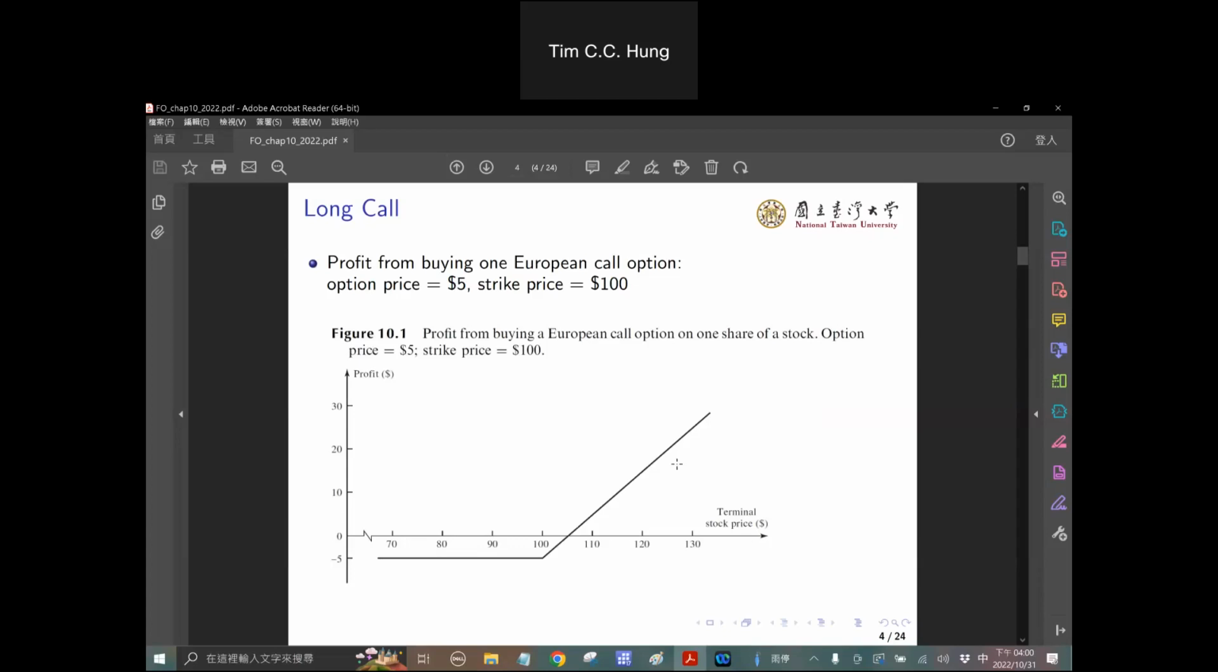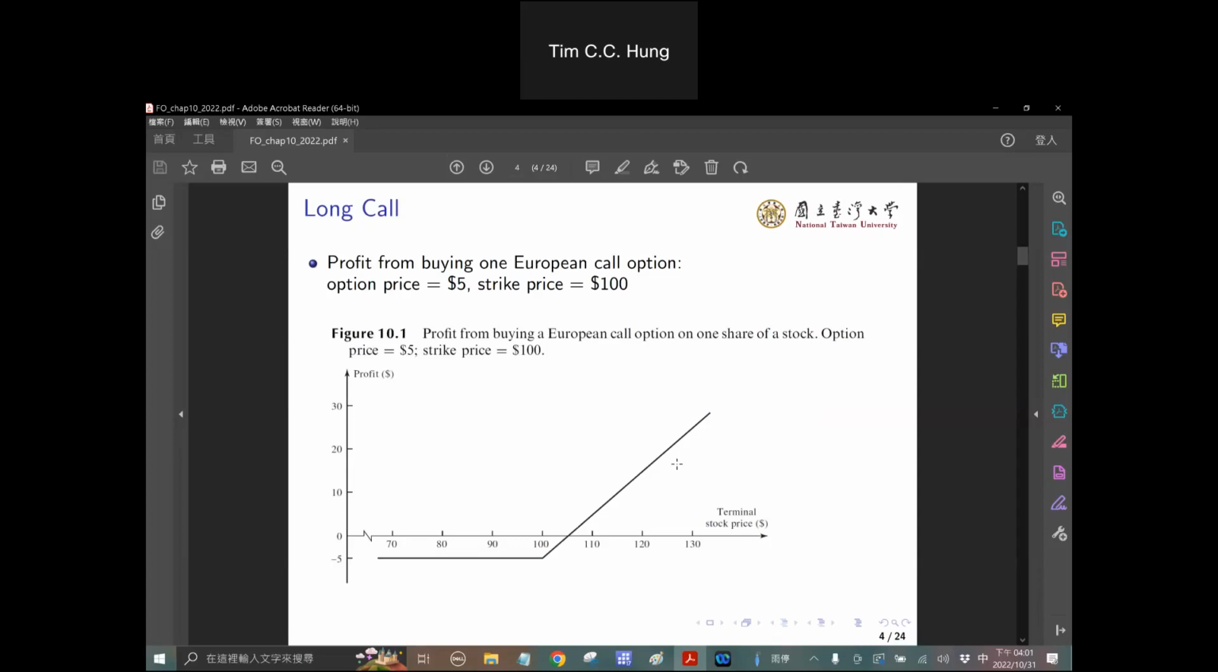And you can see that when we draw a payoff diagram or a profit and loss diagram for a long European call, there will be a kink at exactly the place where the stock price is exactly the same as the exercise price, the strike price.